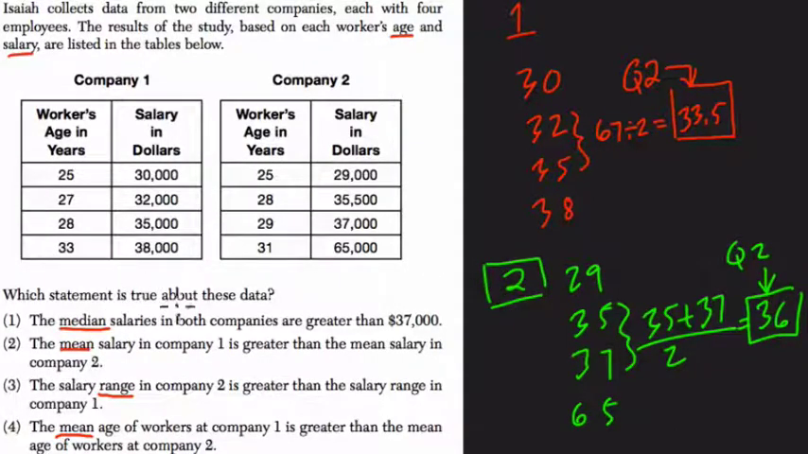So let's see what it says here. The median salaries in both companies are greater than 37,000. It's not true for either one. Anything else about the median? No. Now we look at the range and the mean.